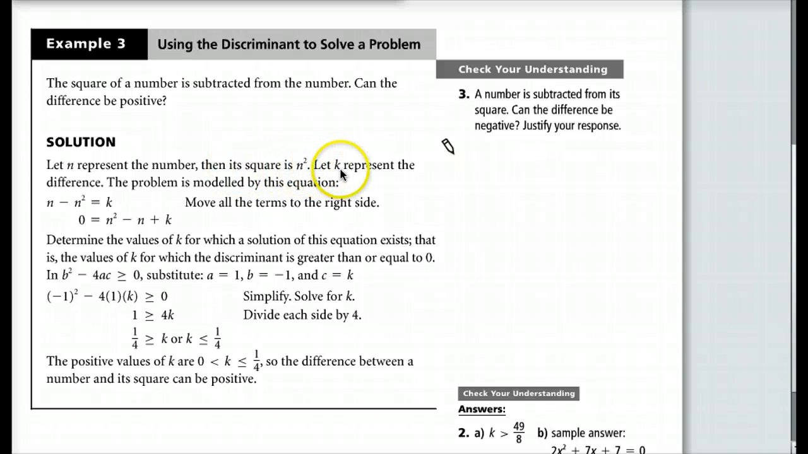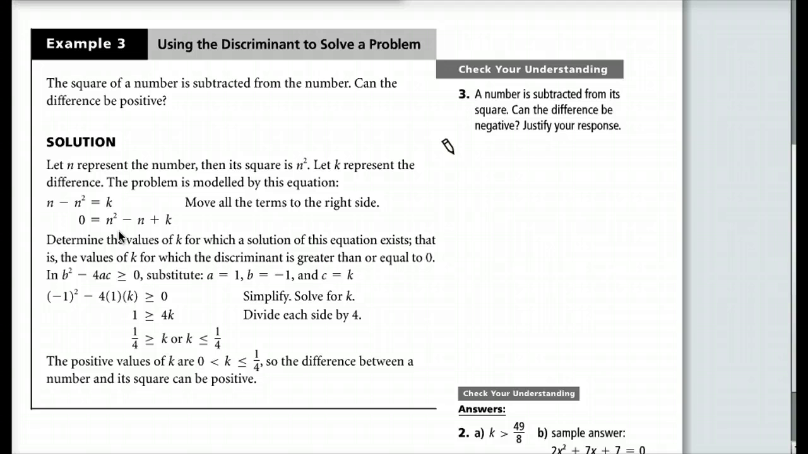Let k represent the difference. Basically the question is asking, if n squared is subtracted from n, so n minus n squared equals the difference, and we have to make k greater than 0, can we solve for n, right? So that's basically the question you're asking. It's kind of indirect.